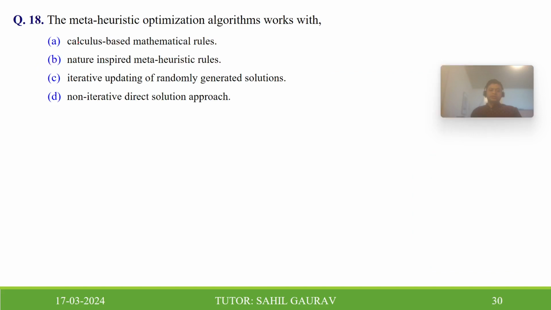And the 18th problem is: meta heuristic algorithm works with calculus based mathematical rules. Again, this is a multiple select question. More than one option is correct. Nature inspired meta heuristic rules, iterative updating of randomly generated solution, and D option is non-iterative direct solution approach.